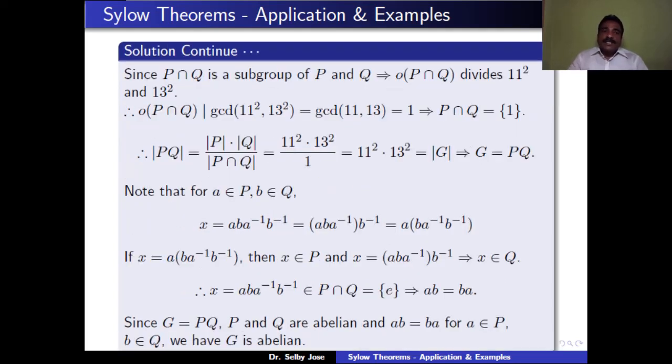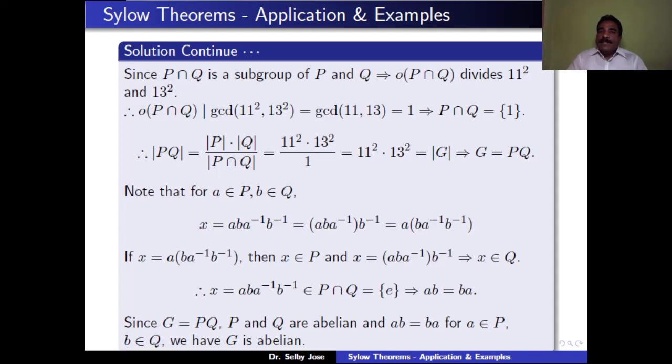And since P intersection Q is a subgroup of P and Q, the order of P intersection Q divides both 11 squared and 13 squared. So it divides the GCD of 11 squared and 13 squared, which is the same as the GCD of 11 and 13, which is 1. That means the order of P intersection Q is 1. So P intersection Q contains only one element, namely the identity element.